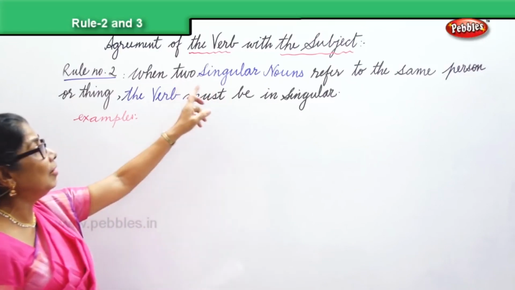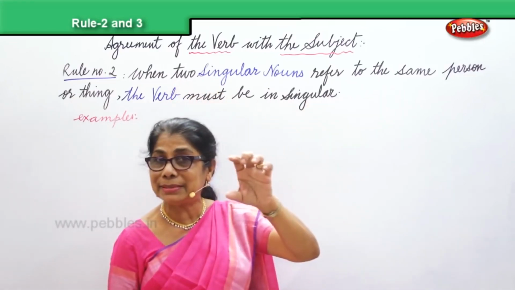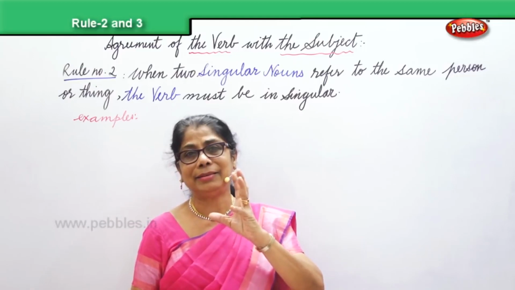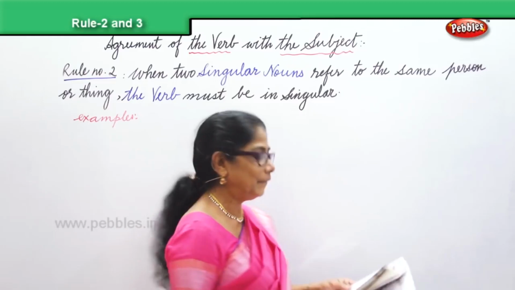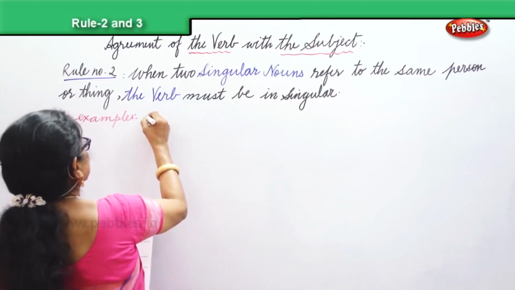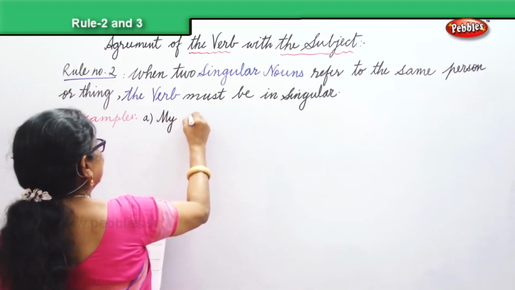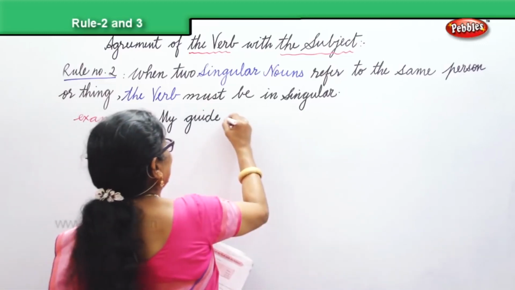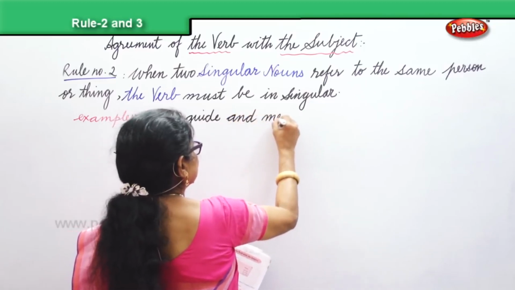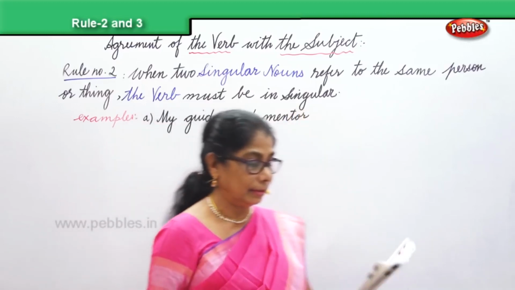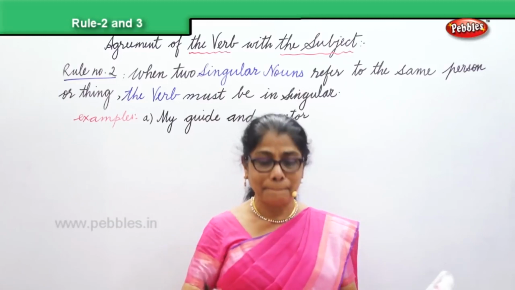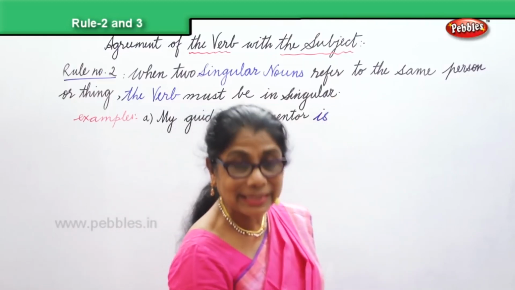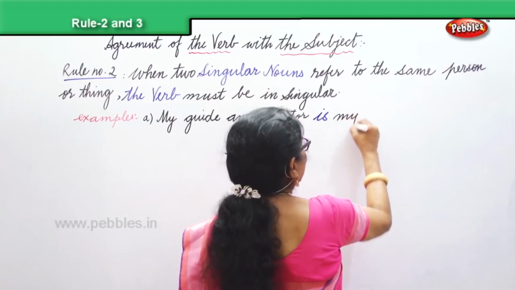So we said, when singular nouns refer to the same person or same thing, then the verb remains singular, or we have to take a singular verb. That's the first example. Let's look at it. My guide and mentor, and the verb here is, my father. Look at the verb, is. The verb we use here is singular. Is my dad or my father.